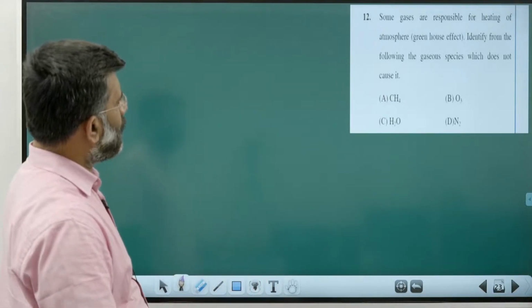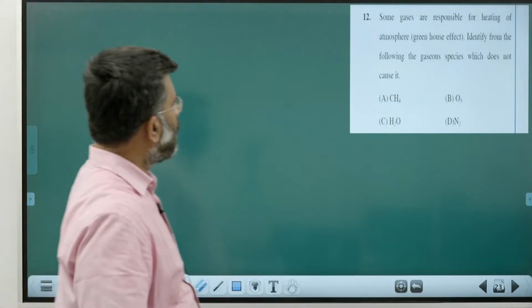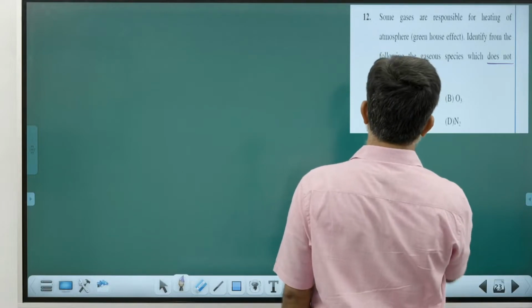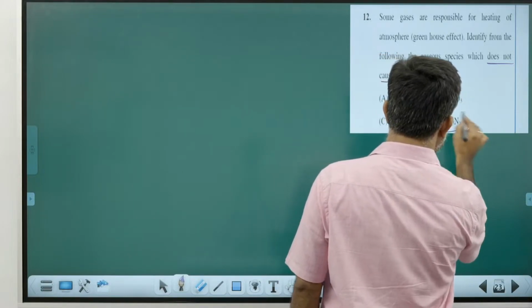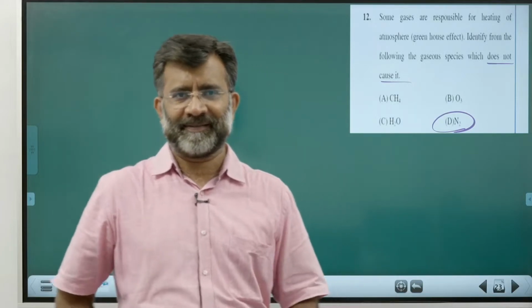Some gases are responsible for the greenhouse effect. Which is not a greenhouse gas? That is the point. Nitrogen. Nitrogen is not a greenhouse gas, while others are. Next.